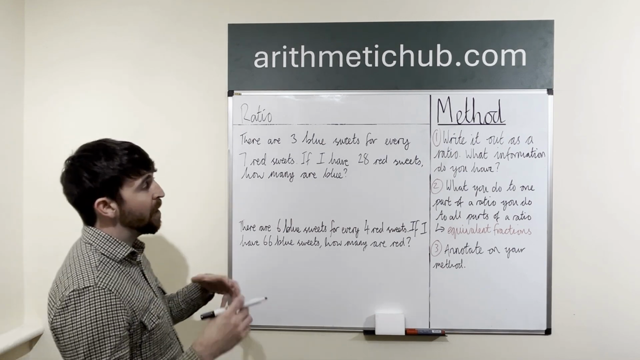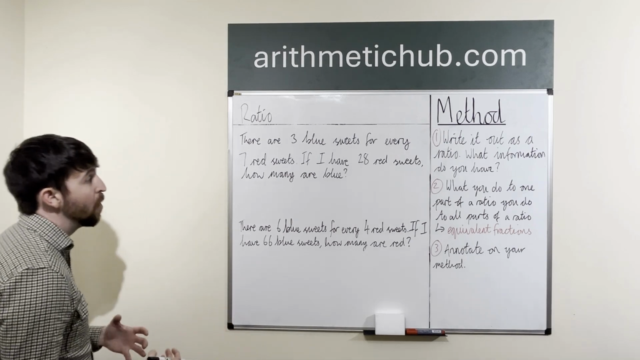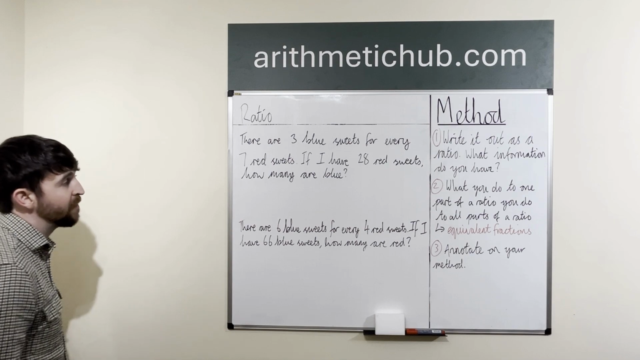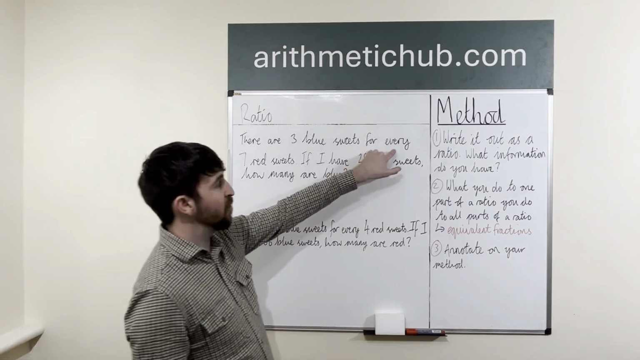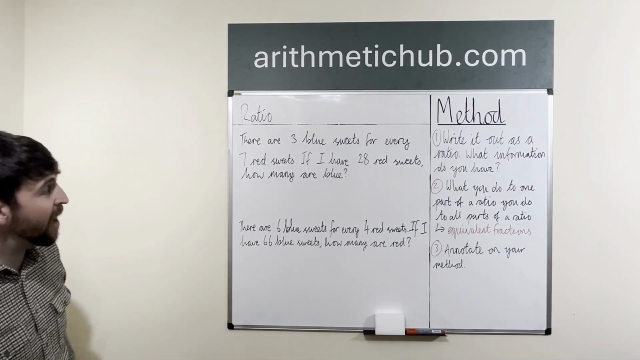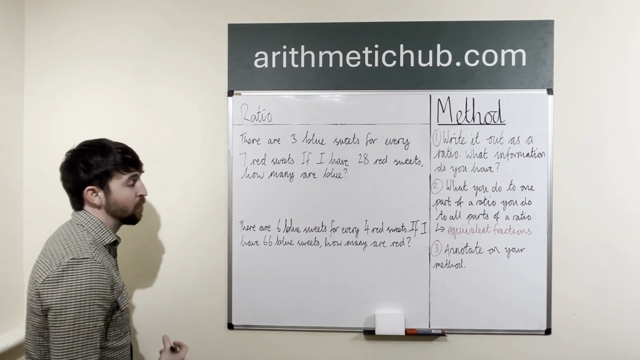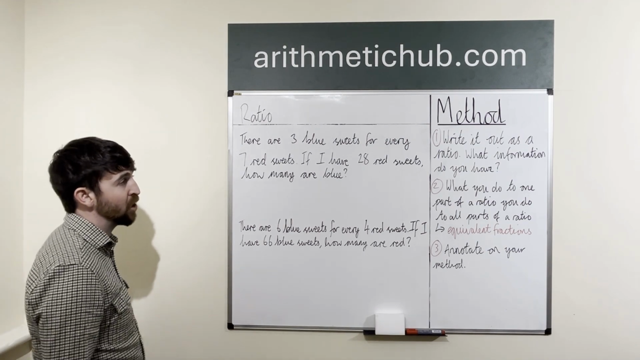So we know how many total red sweets we have. We know that the ratio of red to blue sweets is 3 blue for every 7 red. And we've got these 2 keywords here, for every. If I see for every, I immediately think, right, okay, this is going to be asking for some sort of ratio. I'm going to have to use ratio here.